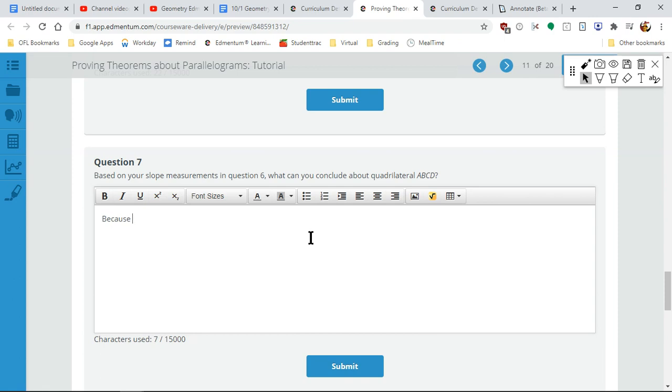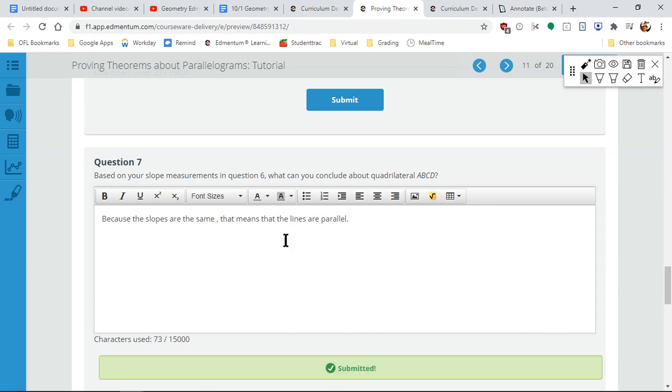Even if you guys use rough language, this is math. I'm not going to grade you for your sentence structure too much, just as long as it makes sense. If you start a sentence with because, I don't care. It's not an English class, but it has to make sense: because the slopes are the same, that means the lines are parallel.